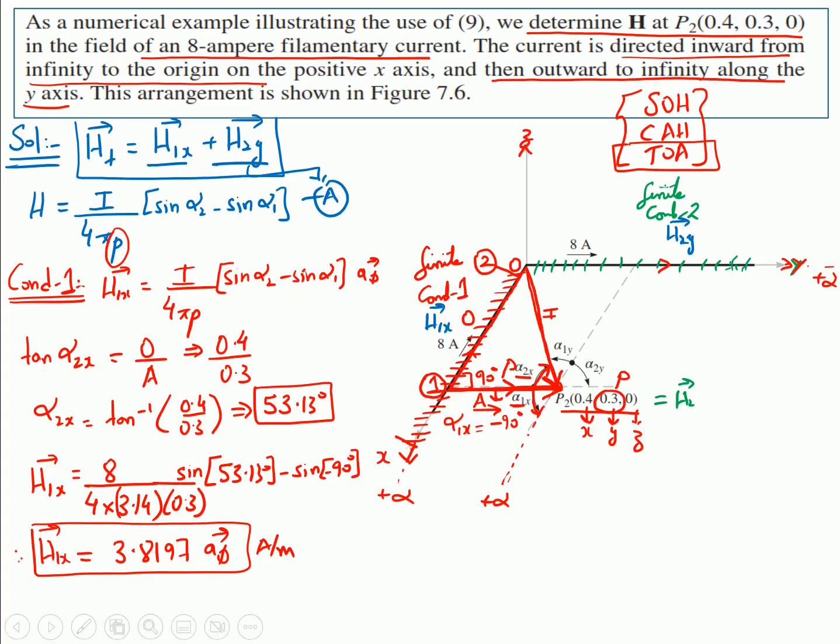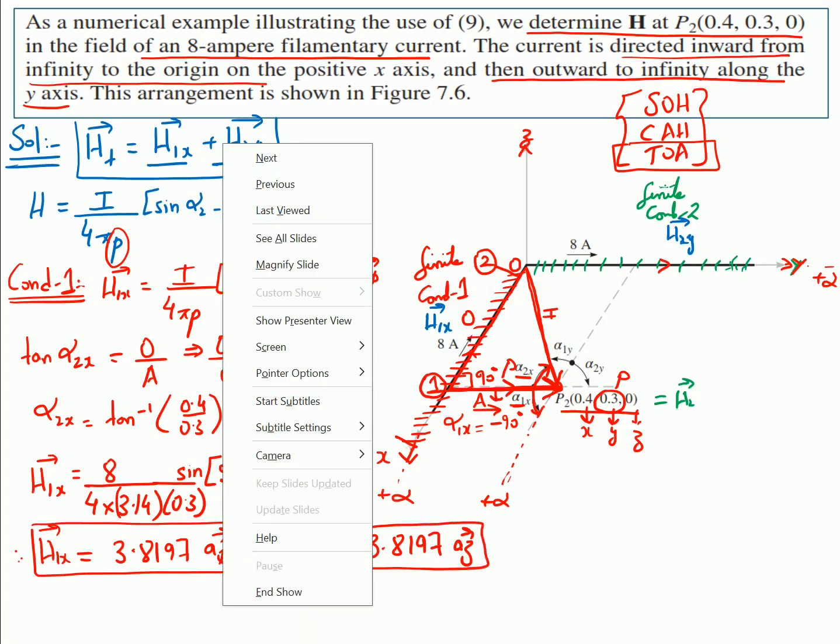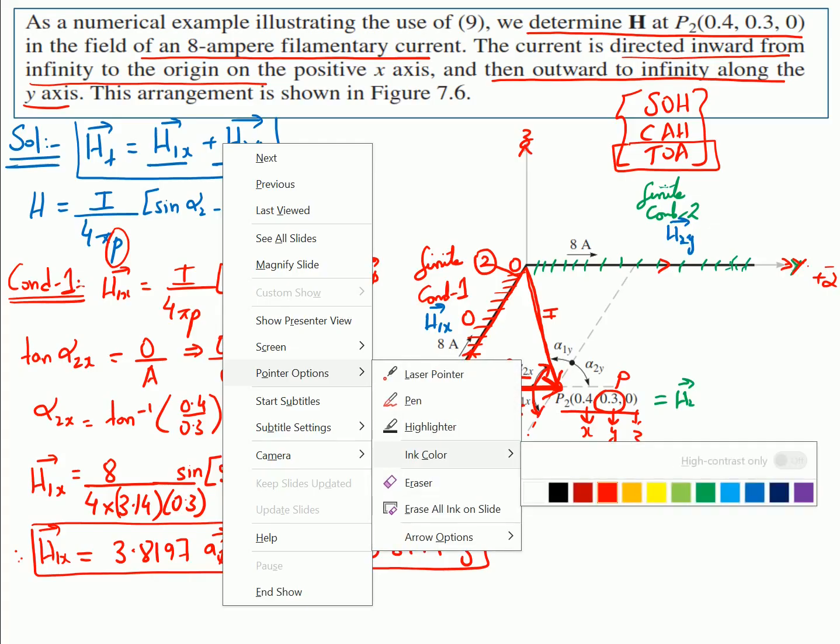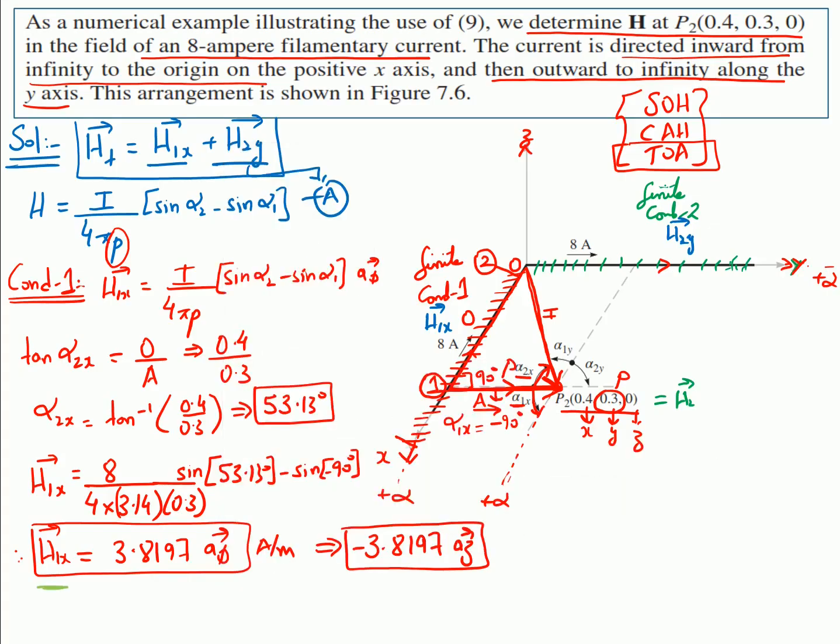If we are asked to transform this A of phi into the Cartesian coordinate system, we can easily say that the answer will come out to be, stick with me for this one, minus 3.8197 along A of z. Now why did we get this negative along A of z? Because if we look at the magnetic field, this H1 represents the magnetic field.